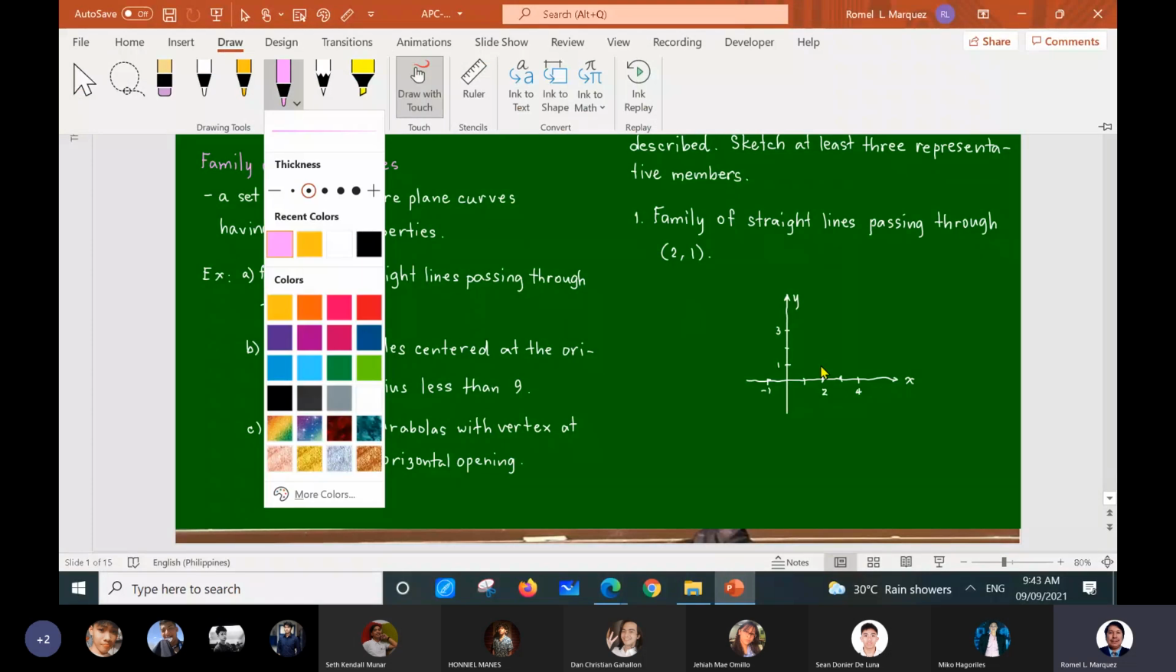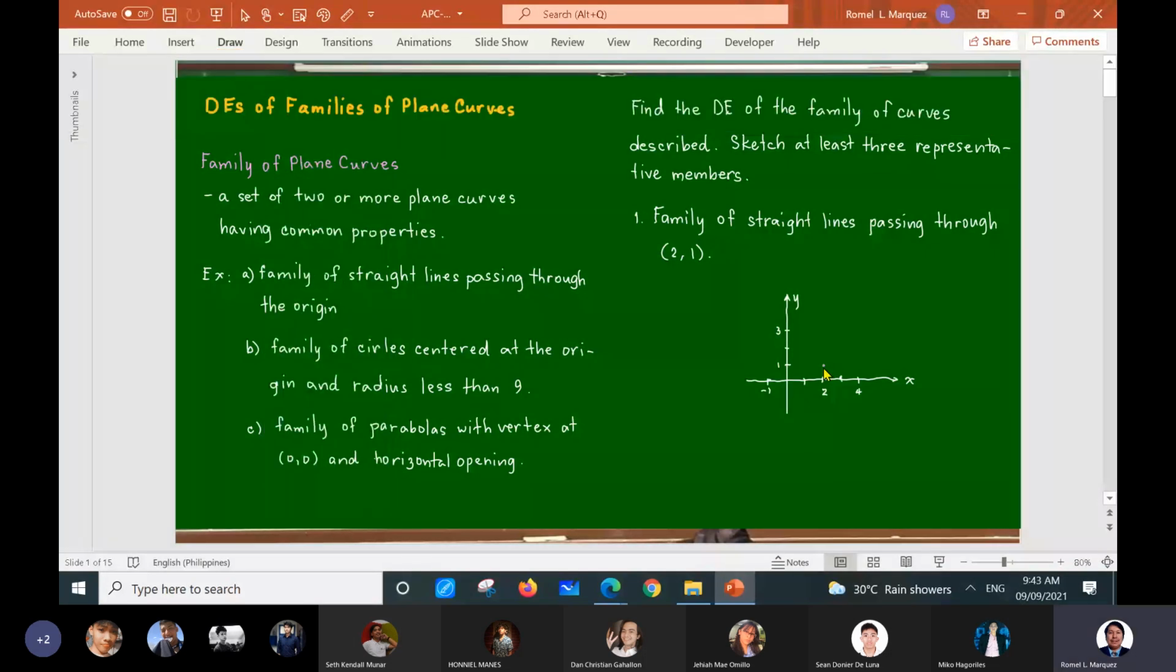So where's the point (2, 1)? Here. So all those lines, as long as they pass here, except the vertical line, because we don't consider the vertical line since a vertical line has undefined slope. Is that clear, children? So except the vertical line.